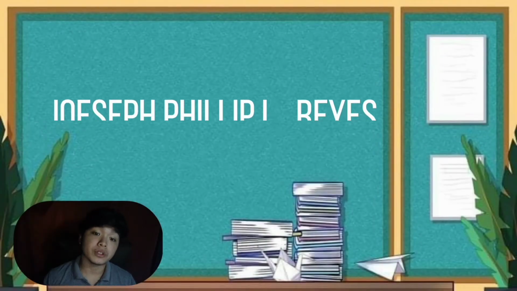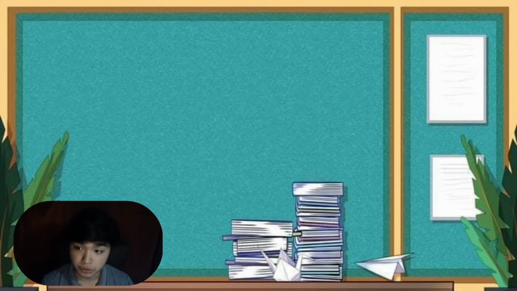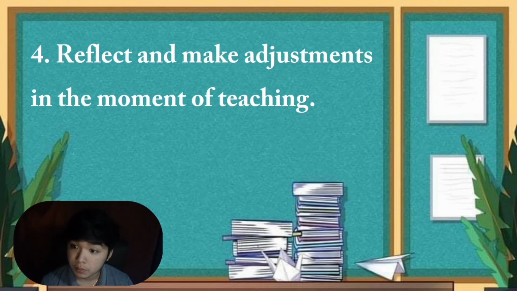Hello everyone, my name is Joseph Philip Alrias, and I'm going to continue discussing the fourth topic on how to give an effective demonstration. So the fourth one will be: reflect and make adjustments in the moment of teaching.